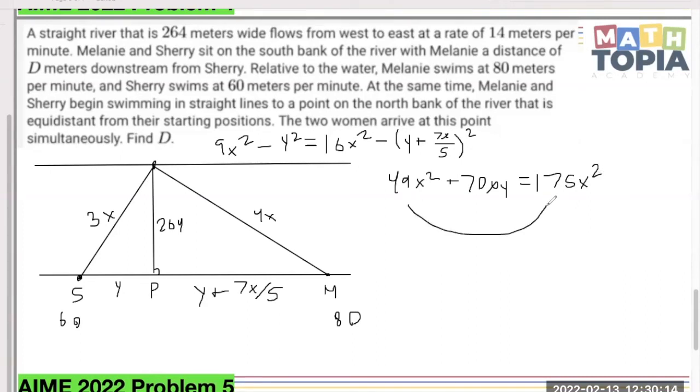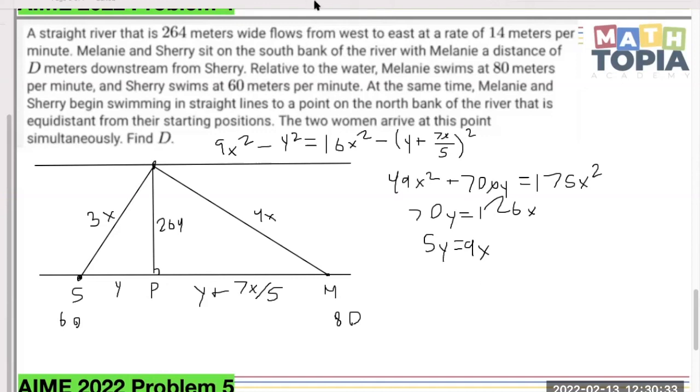And now from here, we can simplify things even further by subtracting again the x squareds, and then dividing by x. What we'll get at that point is just 70y is equal to 126x. So simplifying, we divide by 14: 5y is equal to 9x.